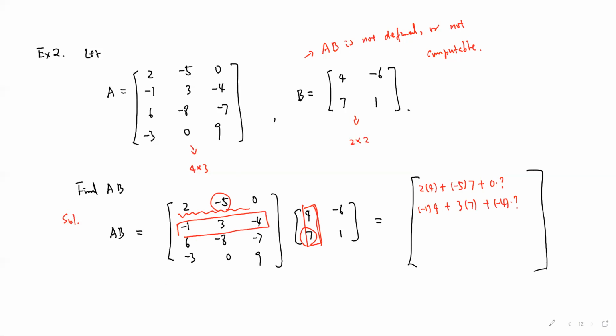Example number 3. Let me adopt the matrices A and B from the previous example, but I make some change on B. Let A be 2, 5, -5, 0, 3, 4, 6, -8, 7, 0, 9.